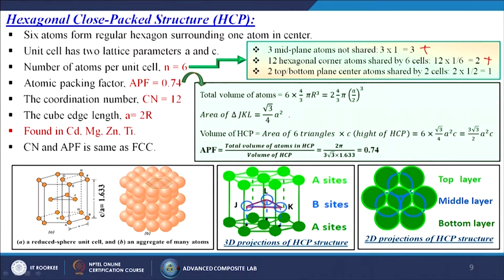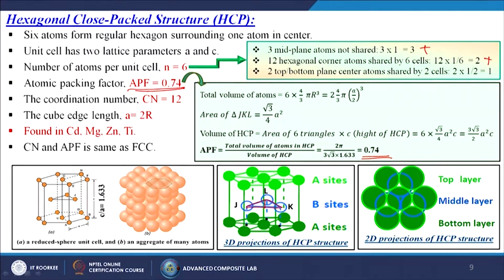What is the volume of that HCP? Area of 6 triangles into C. C means this one, the height of HCP, which is nothing but 6 into root over 3 by 4 a square C, which is equal to 3 root over 3 by 2 a square C. So, what is the APF value over there? Total volume of atoms in HCP by volume of HCP, which is nothing but 2 pi by 3 root over 3 into 1.633, which is nothing but 0.74 over there.